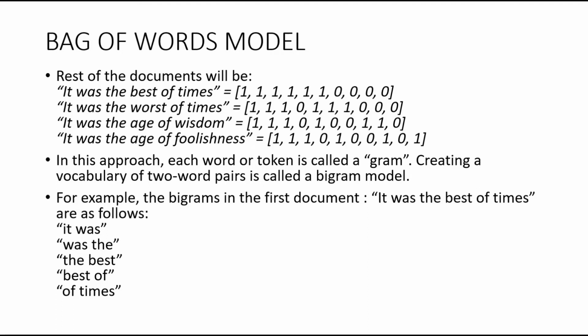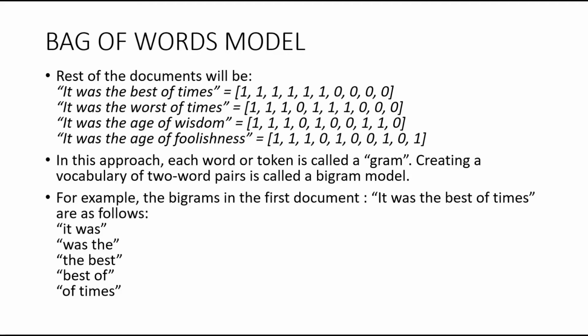Like this, the rest of the documents can be written. "It was the worst of times" we can write as 1, 1, 1, 0, 1, 1, 1, 0, 0, 0. "It was the age of wisdom" in the same way we can write as 1, 1, 1, 0, 1, 0, 0, 1, 1, 0. "It was the age of foolishness."